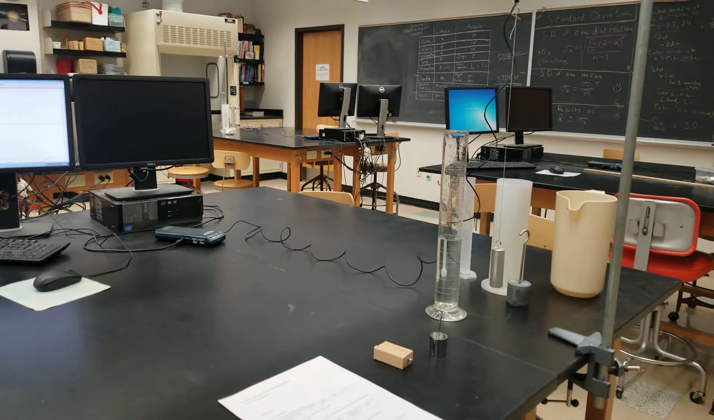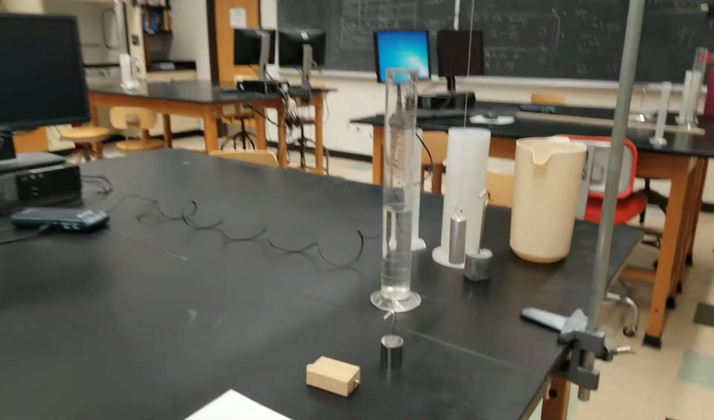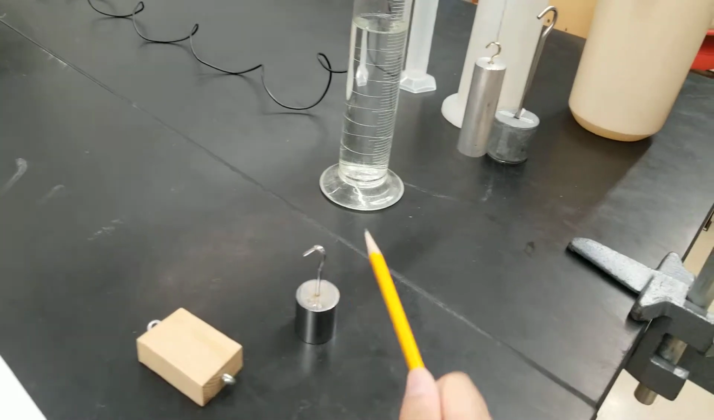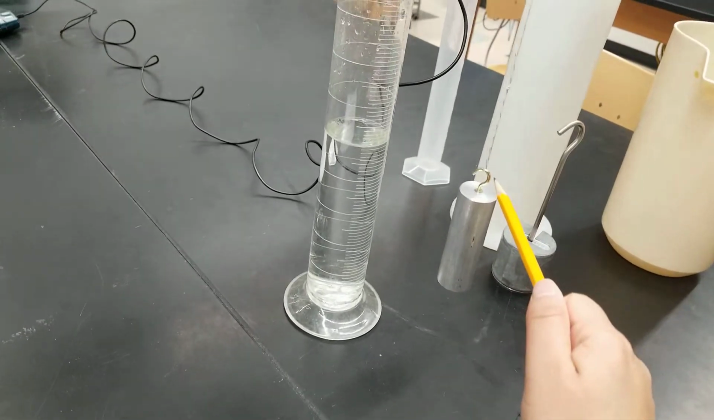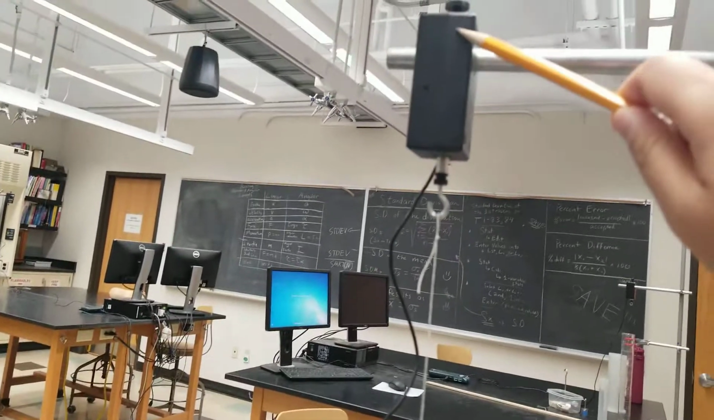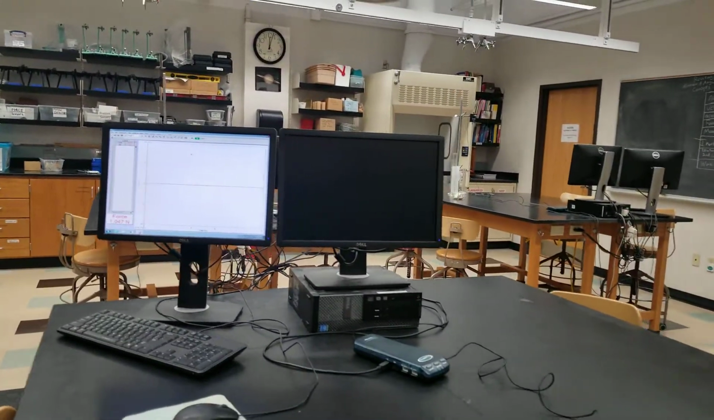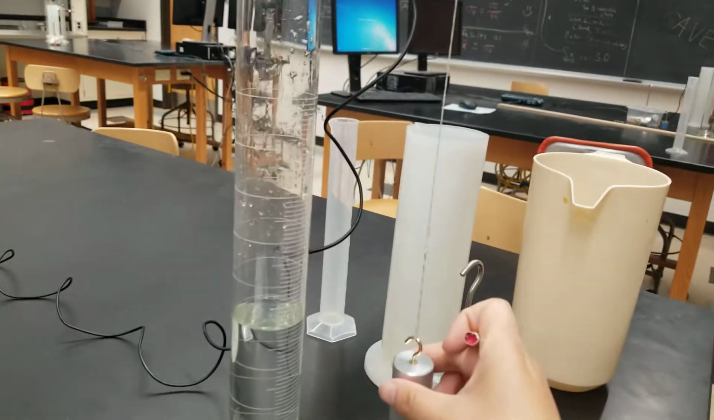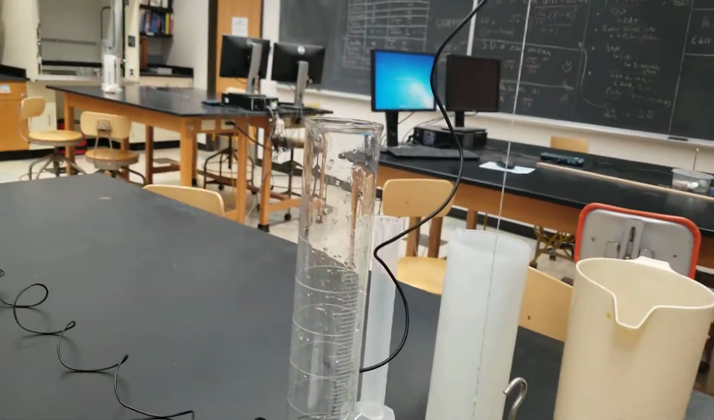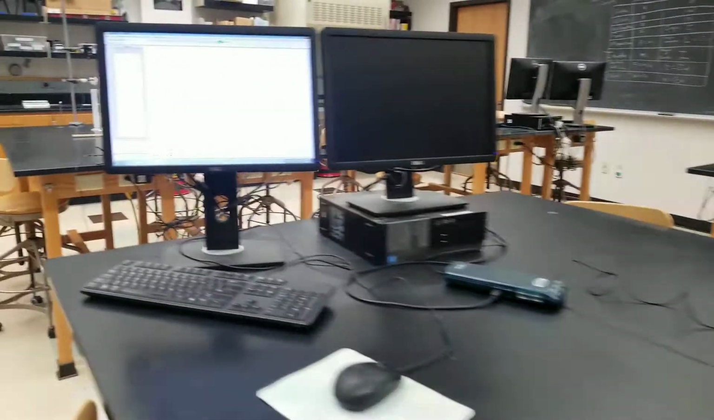This lab is to study buoyant force. We have three objects: wood block, iron cylinder, and aluminum cylinder. And this is a force probe, and that's connected to the Vernier software. Right now, let's measure the weight of this cylinder. That's going to be 1.04 Newton.